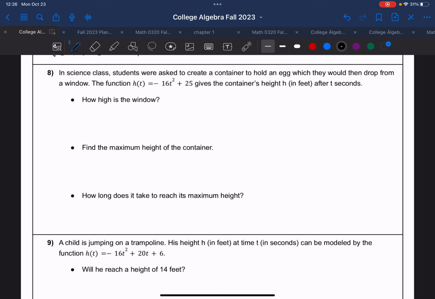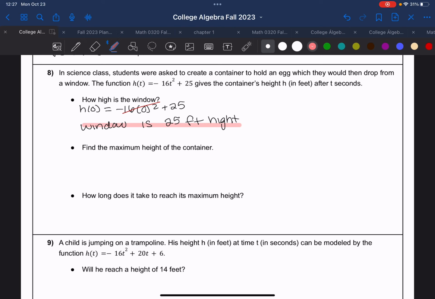Okay, since we have not dropped the egg yet, that means our t for time is going to start at 0 seconds. So what we're going to have to do is plug in 0 for t. So we have h of 0 is equal to negative 16 times 0 squared plus 25. This first part, the negative 16 times 0 squared, is going to cancel out to 0, meaning we have the window height of 25 feet. So we would say that the window is 25 feet high. So that's our starting point of where we are dropping this egg.